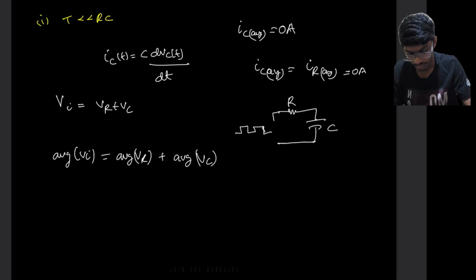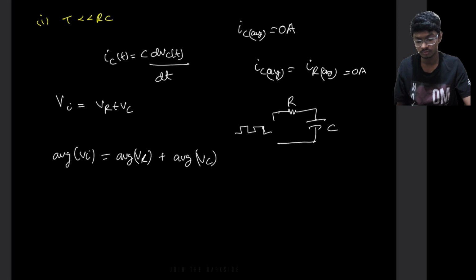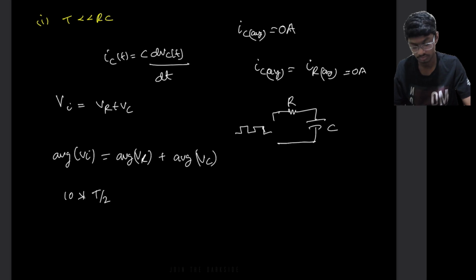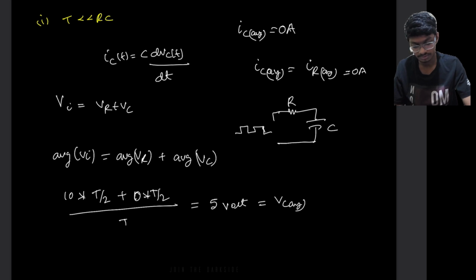So what is the average value of the input voltage? The average value of the input voltage is equal to 10 times T by 2, as T on is half, plus 0 times T by 2, divided by T, which is equal to 5 volts. So this is the Vc average.